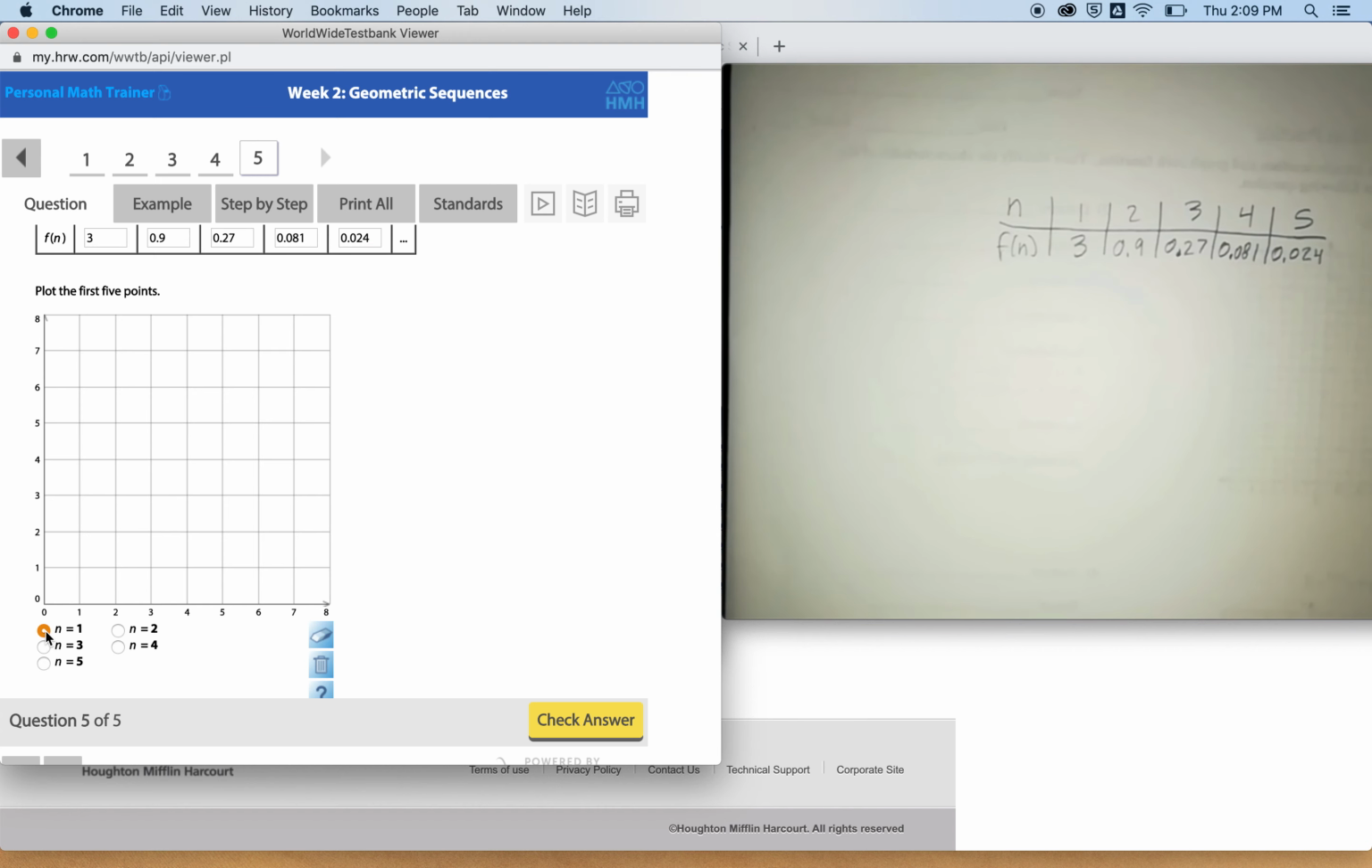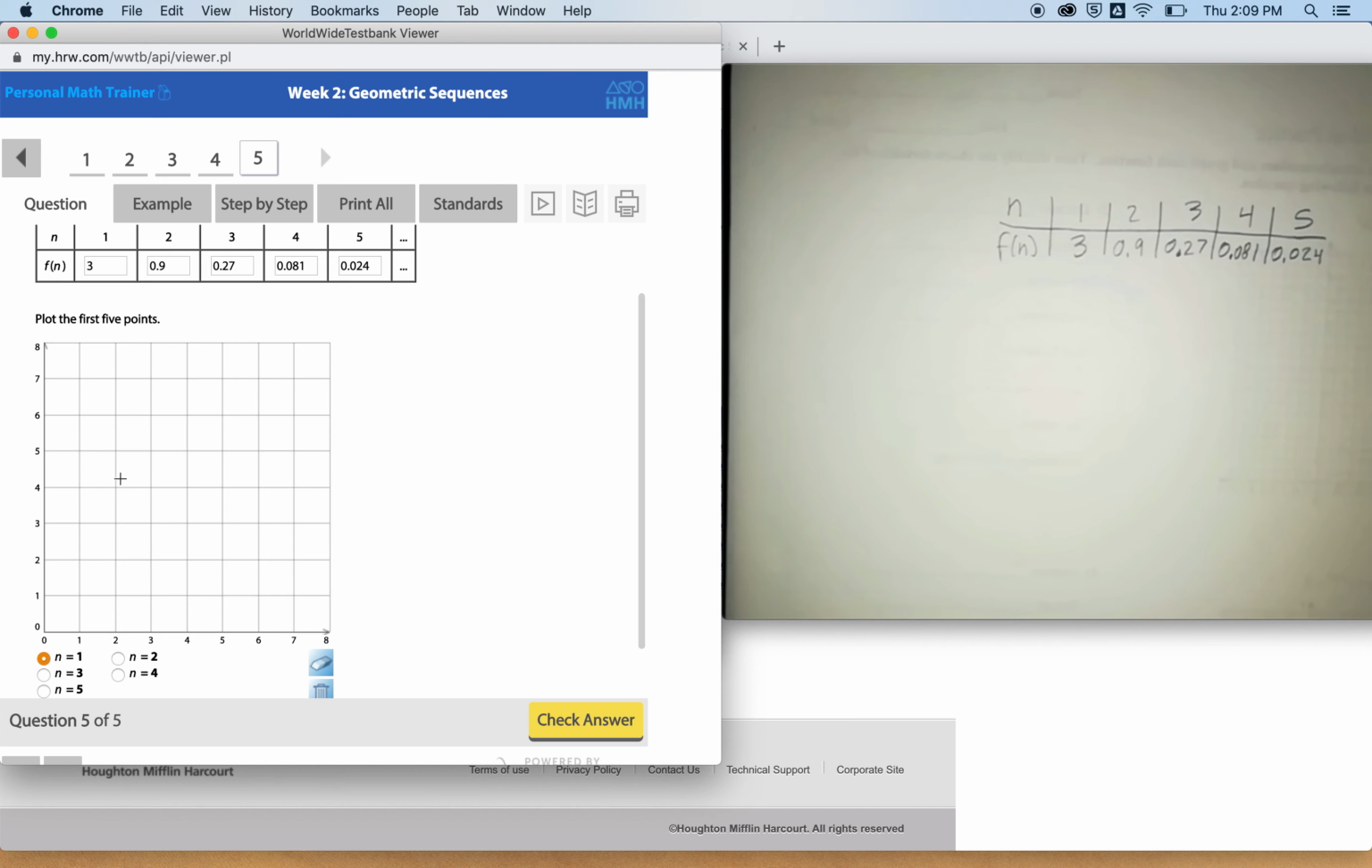All right, so when n equals 1, f of n, or the y value, is 3, so about right there. When n equals 2, we're at 0.9, so that's just a little bit below 1, so maybe about right there. And then n equals 3, we're at 0.27. I think of that as maybe about a quarter of the way up, almost like 0.25. And then n equals 4, 0.081. Well, that's going to be less than a tenth, so less than a tenth of the way up, maybe, down there. And then n equals 5 is really going to be close to 0 on this scale of grid. So that should do it.